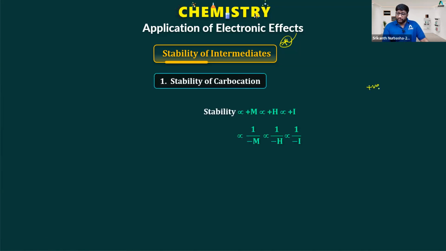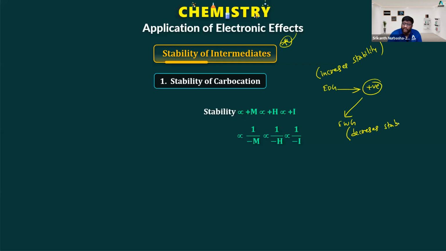Stability of carbocation: a carbocation has a positive charge. Whatever species decreases the charge increases stability. Plus M, plus H, plus I all decrease charge because they are electron releasing. In that case, charge is decreased, so stability increases. If you have minus M, minus H, minus I, electrons are withdrawn. Yes or no? An electron donating group increases stability because it decreases charge. An electron withdrawing group decreases stability because it increases charge.